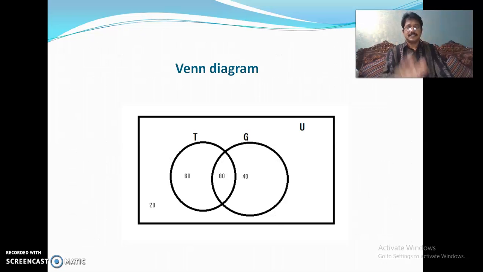See, this is the Venn diagram. Here T and G are two sets. Draw two sets which are intersecting because they both have common elements, two intersecting circles, and the whole rectangle will be drawn as the universal set. And here 60, 80, 40 concern the sets, so they lie inside, and 20 lies outside. In this manner, we can draw the Venn diagram. I will explain this concept by giving an example also.